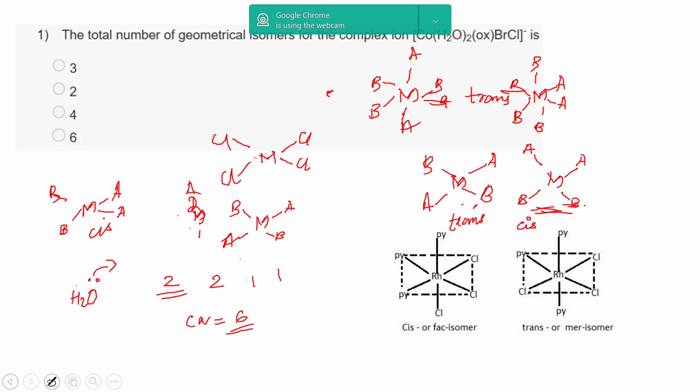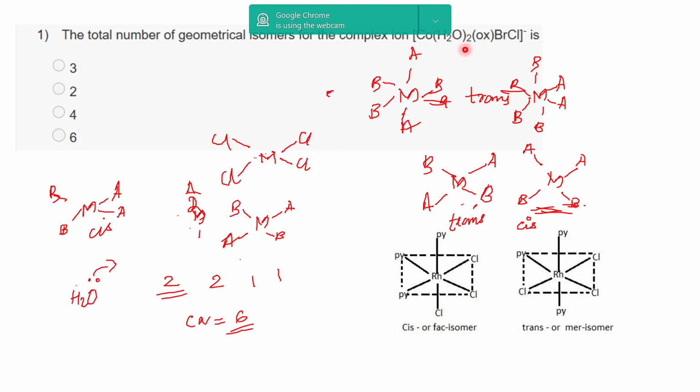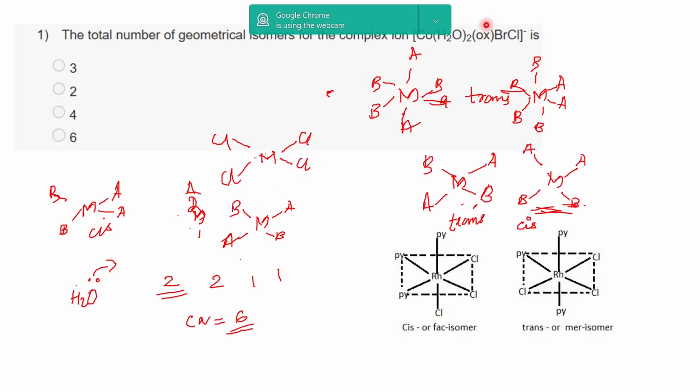And now we looked at what is the coordination number for this complex. We have two from water, two from oxalate, because here as I showed, each oxalate will have two oxygen as the donor atoms. So coordination number for oxalate is 2. Then for bromine and chlorine, we have one each. So coordination number is 6 for this complex, which means that it is an octahedral complex.